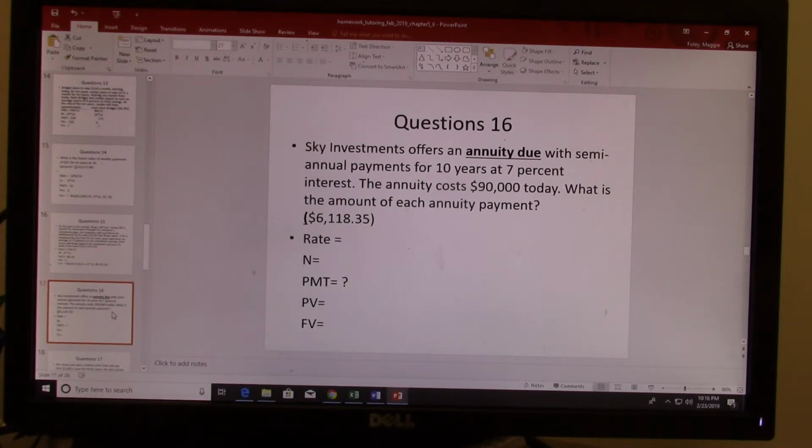This is the question. But the investment company pays twice a year. So the 7% is the annual interest rate. Each half year, the interest rate should be half of 7%. So, okay. So the annuity costs $90,000 today.